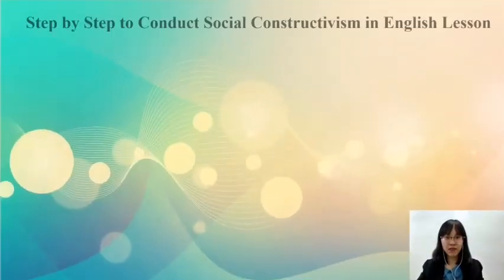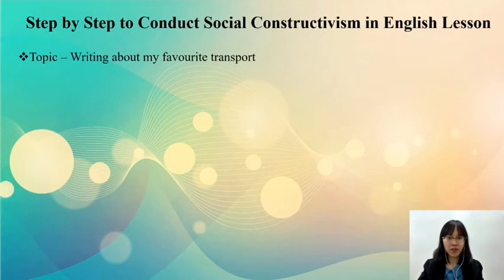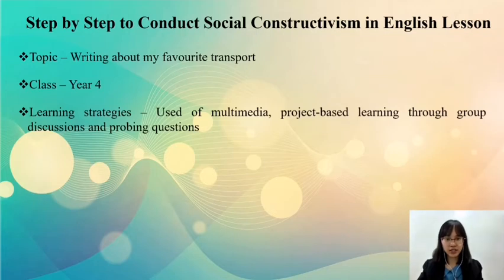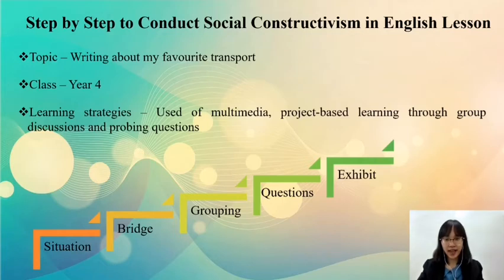An example of step-by-step to conduct social constructivism in English lessons. Topic: writing about my favorite transport. Class, Year 4. Learning strategies: use of multimedia, project-based learning through group discussions, and probing questions. The 6 phases in the learning process are situation, bridge, grouping, questions, exhibit, and reflections.